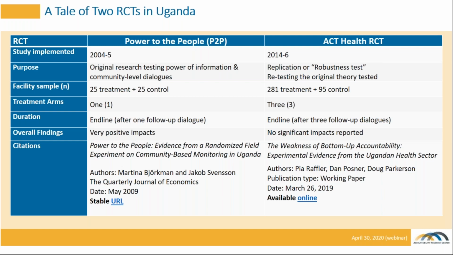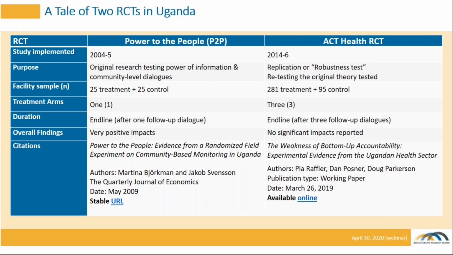So both of these RCTs tested 2 key elements of a specific approach. One was providing information to community members and health workers, and the second was facilitating dialogues between health workers and community members. And because the Act Health RCT was a replication of the prior work, the implementation had to be as similar as possible to Power to the People.